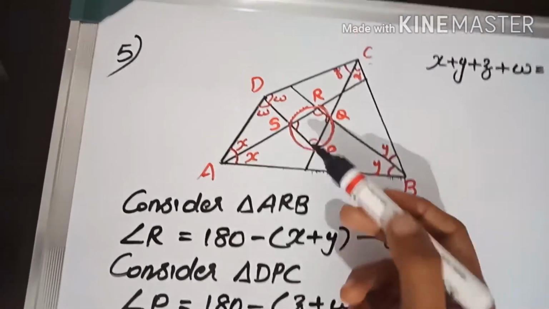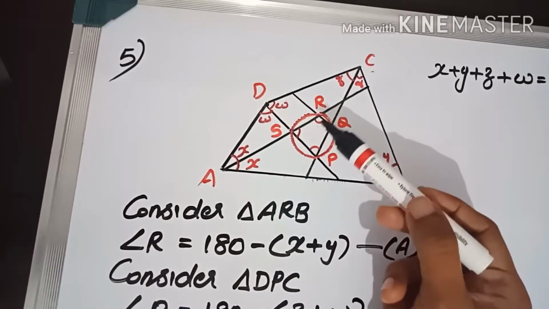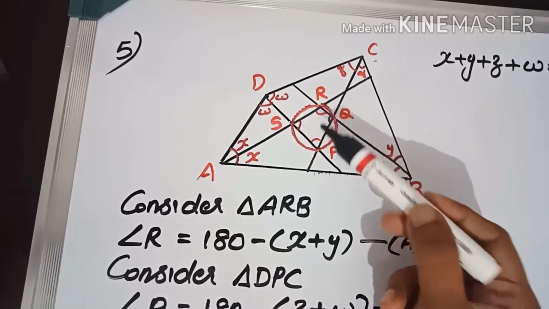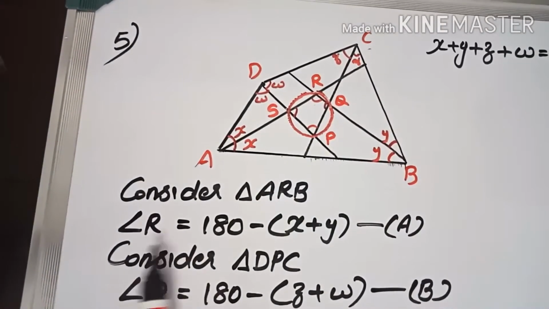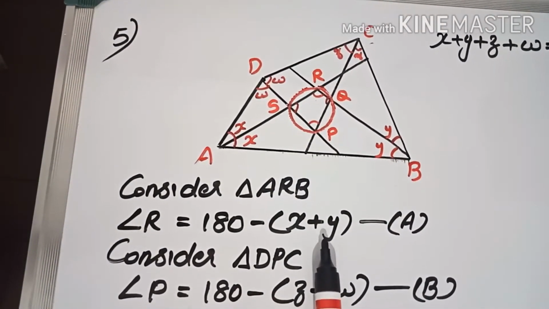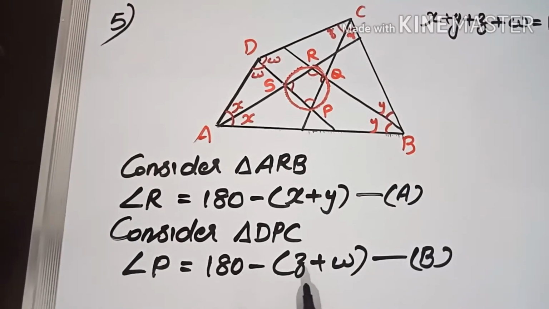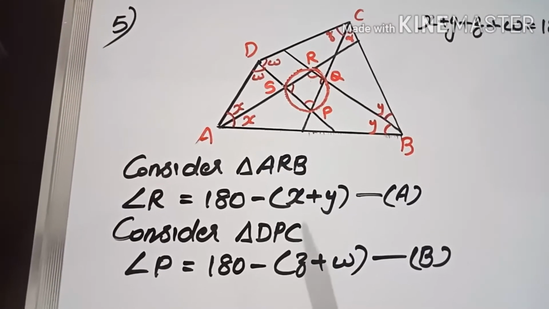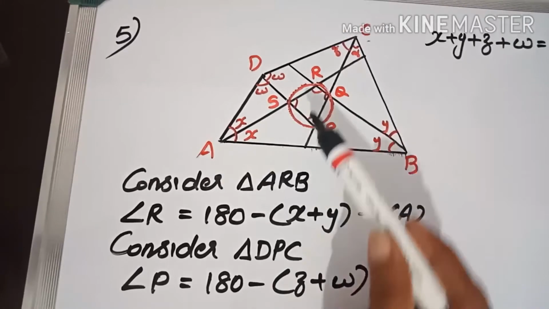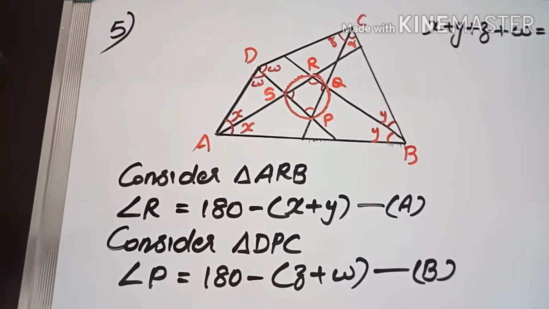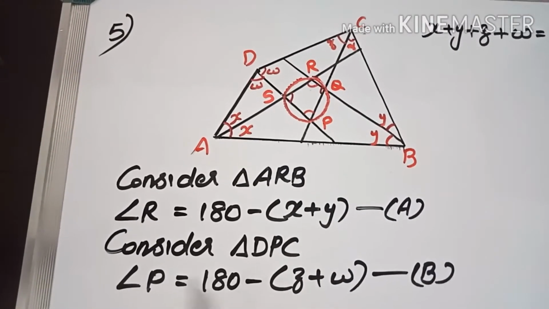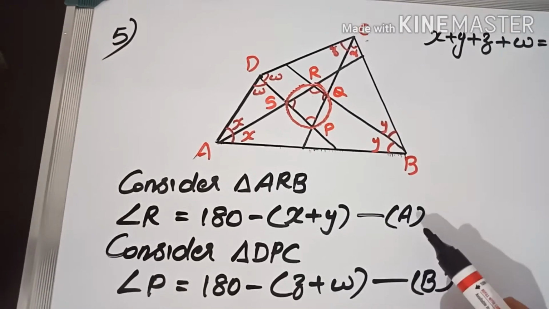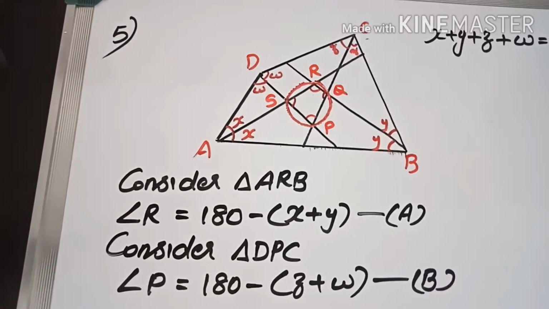So for the quadrilateral PQRS, we got two opposite angles, angle R and angle P. Angle R as 180 minus (x plus y) degree, angle P as 180 minus (z plus w) degree. Now we need to prove that the sum of these two is 180 degree. So for that let's add these two. That means equation A plus equation B.